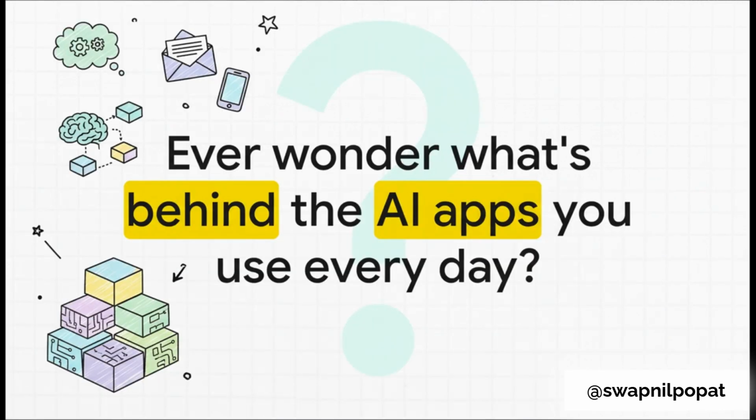I mean, think about it. If you've ever used an app like Gemini to help you draft an email or just brainstorm a new idea, you've already interacted with this tech. But have you ever stopped to wonder what's actually going on behind that screen? What are the real building blocks that make it all possible?